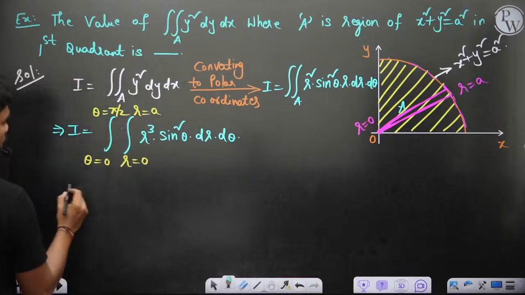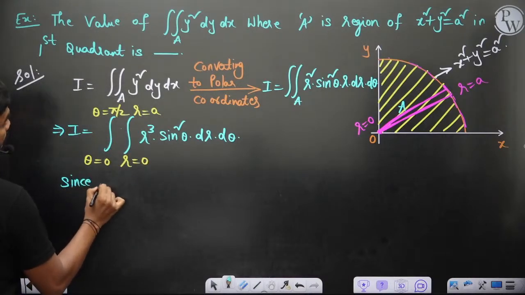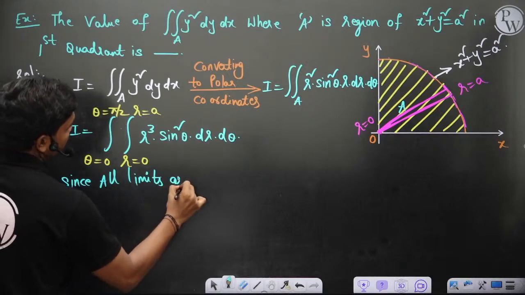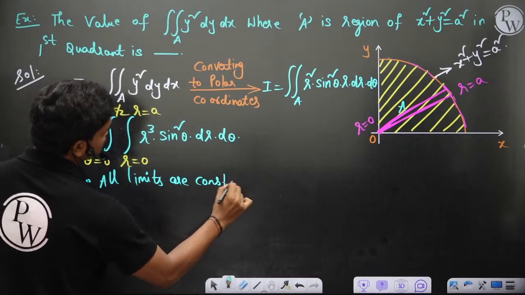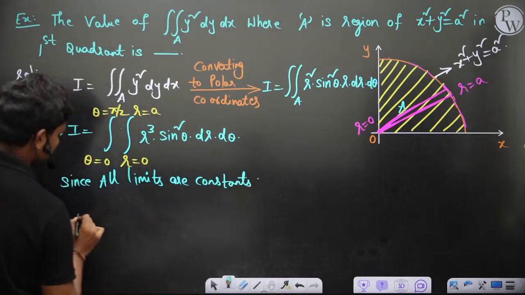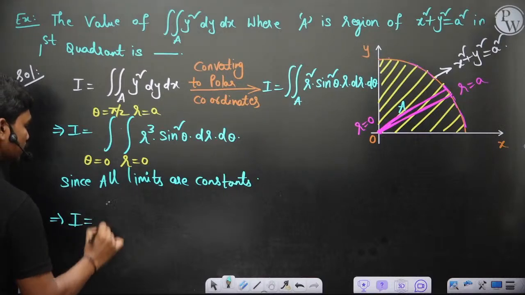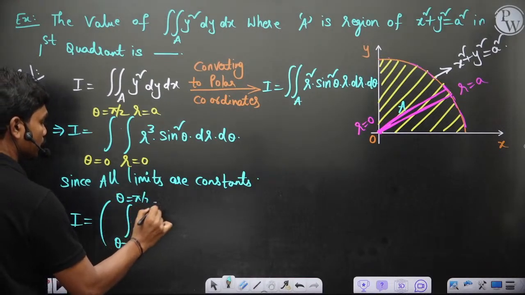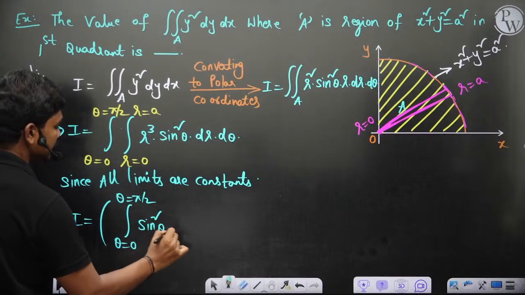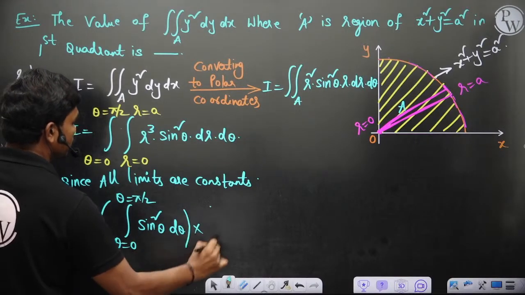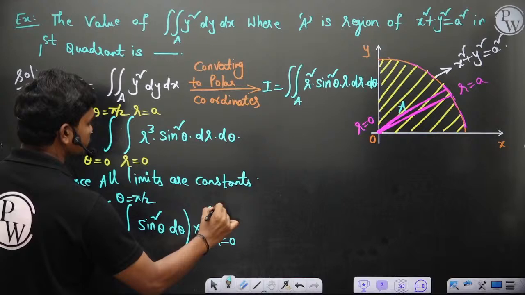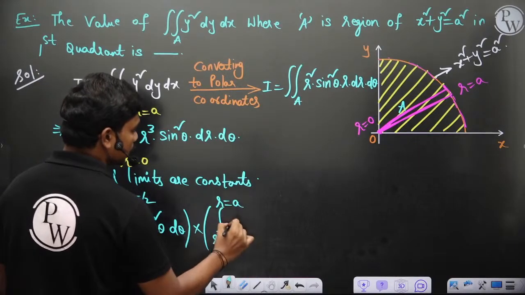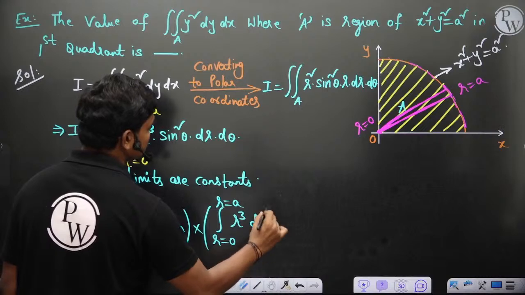So all limits are constants. Since all limits are constants, this implies I can be written as, I can split it: integral theta equal to 0 to theta equal to pi by 2 of sin square theta d theta, into integral r equal to 0 to r equal to a, I have told this in the last class, and we have solved some examples as well, r cube times dr. This is what you get, right?